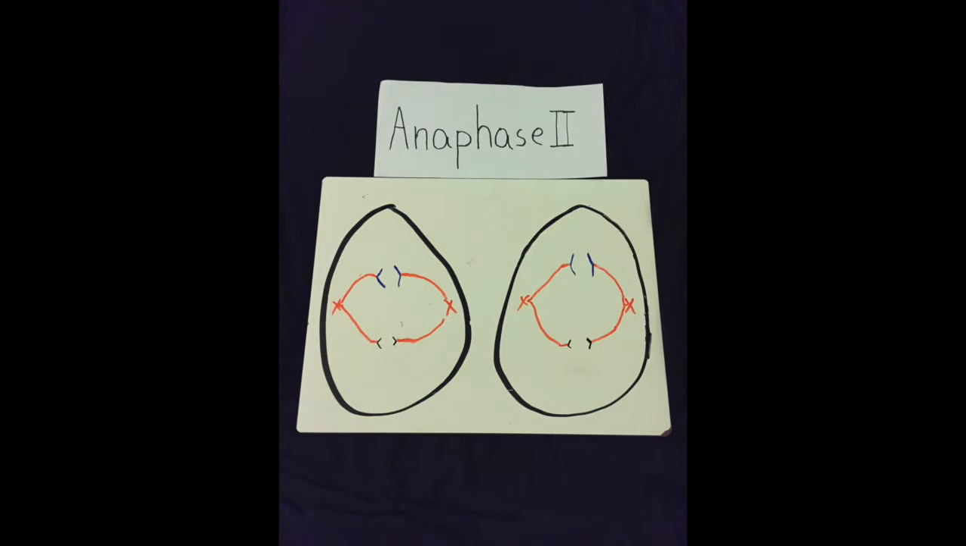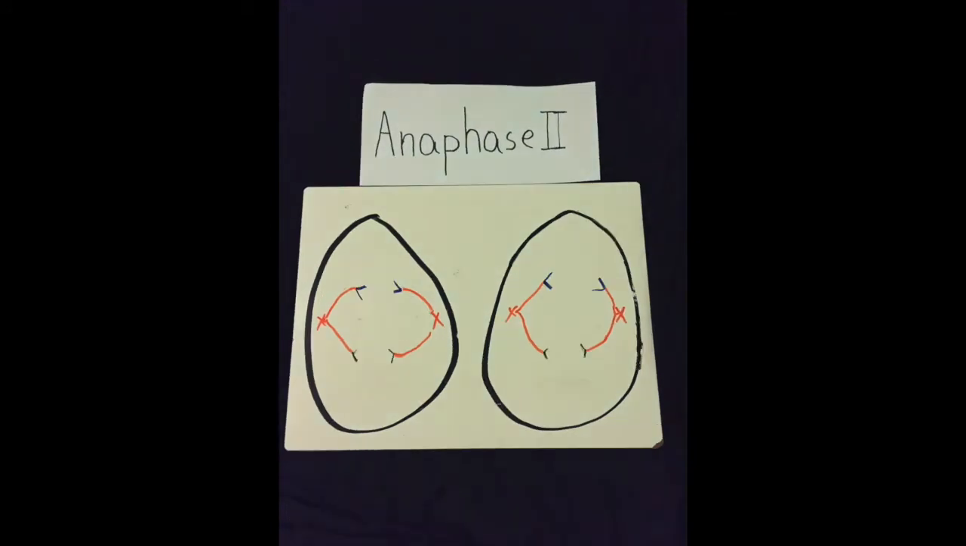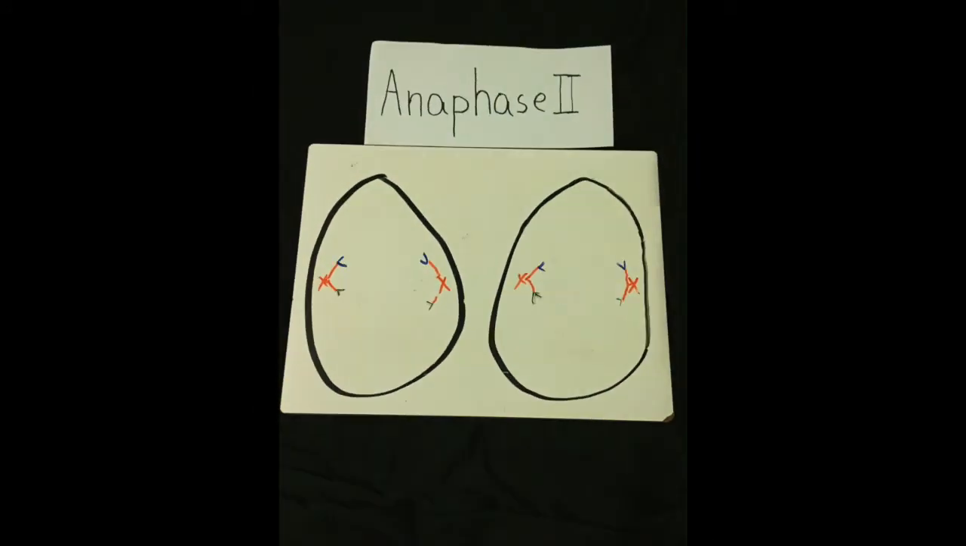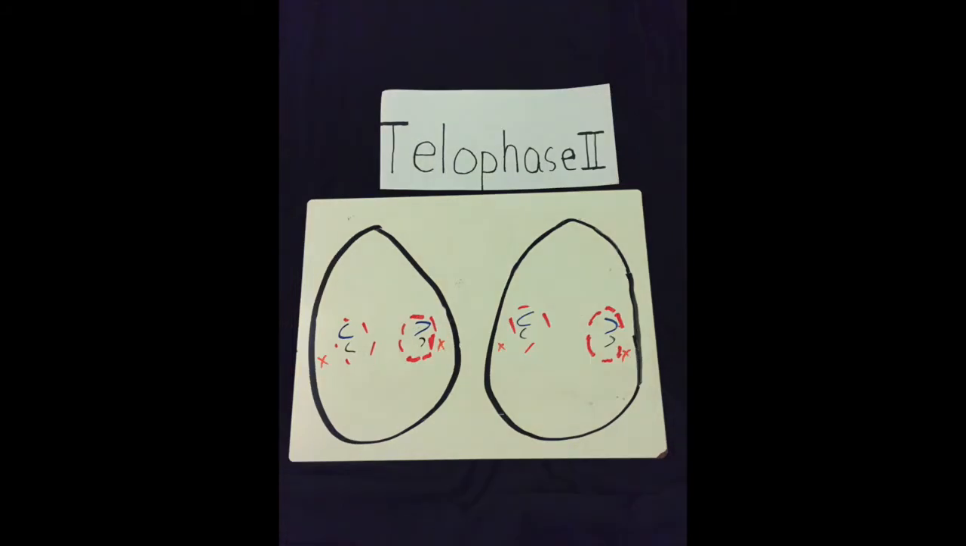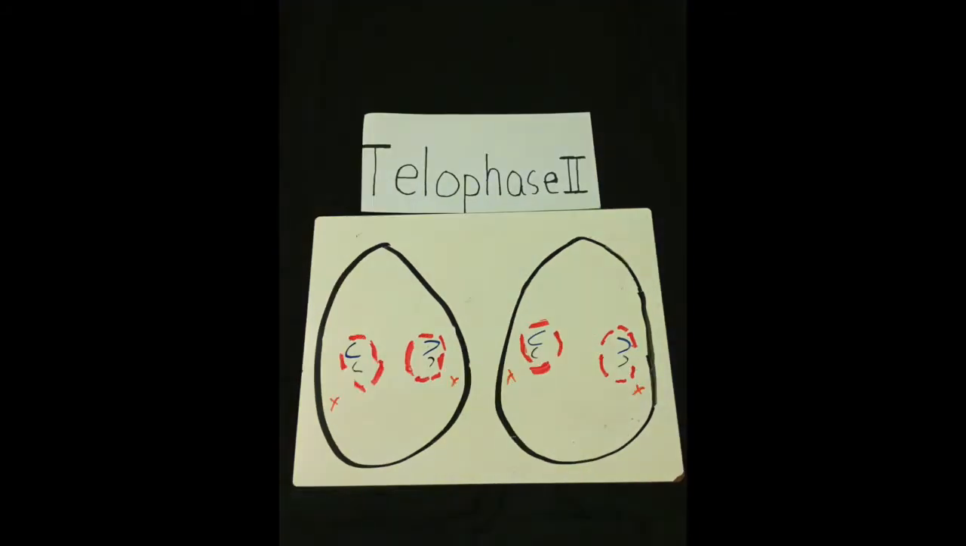Anaphase 2 is like anaphase 1, but now the duplicated chromosomes are separated from each other and moving toward the centrioles at opposite ends of the cell. Telophase 2 is exactly like telophase 1, but telophase 2 has half as much chromosomes and genetic information. Meiosis is sometimes called reduction division because of this. The genetic material is reduced.